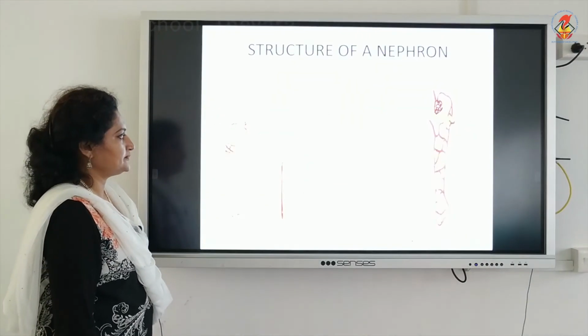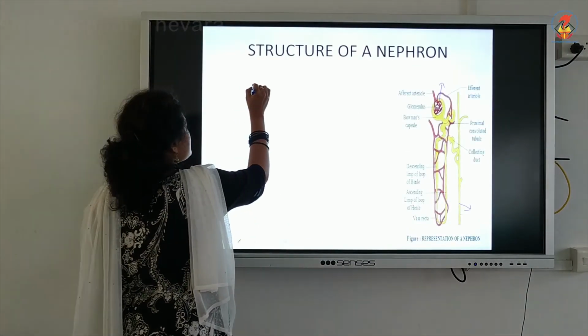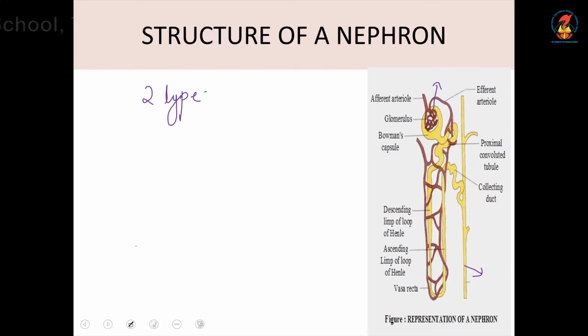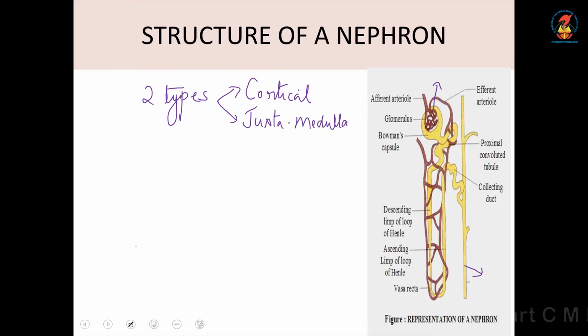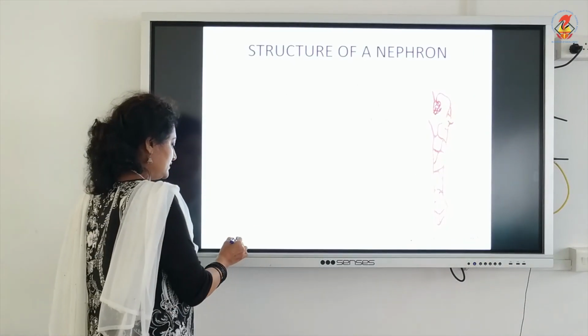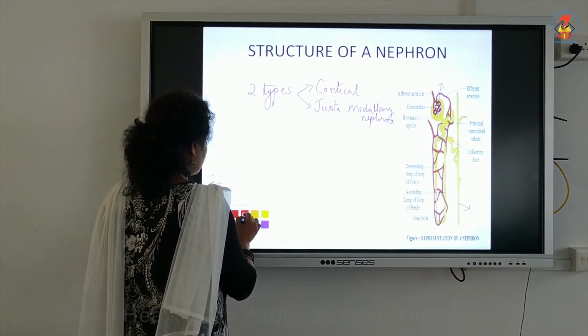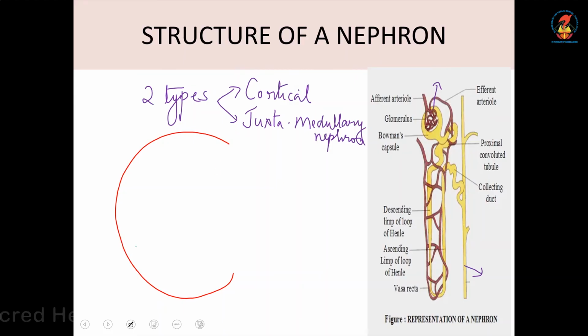It is the Bowman's capsule plus the glomerulus, which is found in its concavity, called the Malpighian body or the renal corpuscle. There are two types of nephrons, namely cortical nephron and medullary nephron. The actual name is juxtamedullary nephron. Let's find out their difference. To know their difference, I am going to redraw the kidney, a rough diagram of the kidney. This is a kidney.